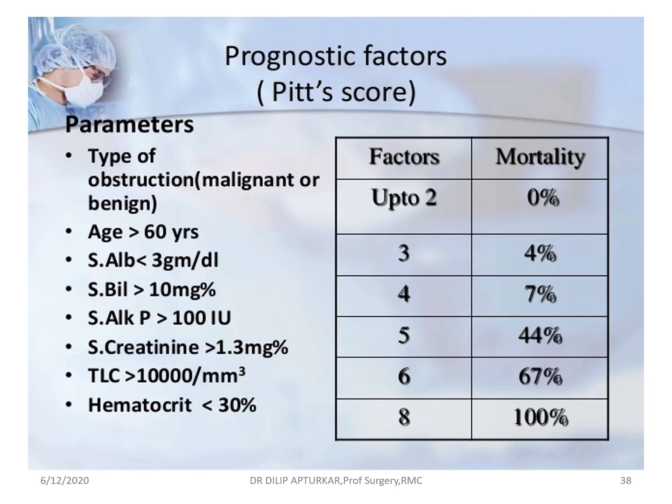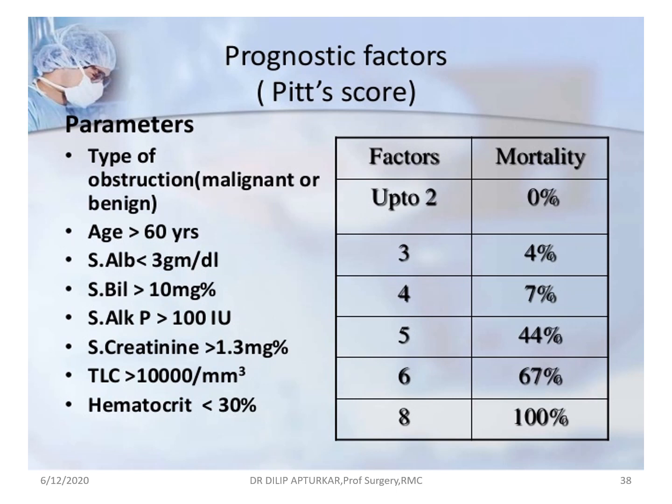So once you diagnose early, manage the patient properly with aggressive resuscitation, the prognosis will be better. There are certain parameters like type of obstruction due to malignancy or benign, age factor, serum albumin, serum bilirubin, serum alkaline phosphatase, serum creatinine, total count in case of cholangitis, hematocrit. All these parameters, if we put into score, that is called the Pitt score. If all 8 are present, the mortality is 100%.